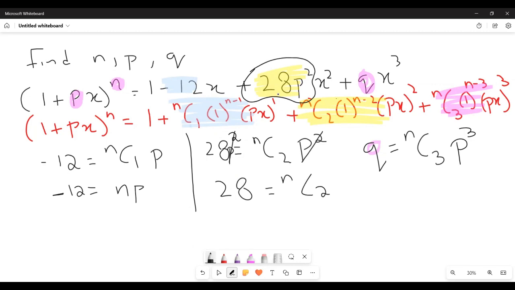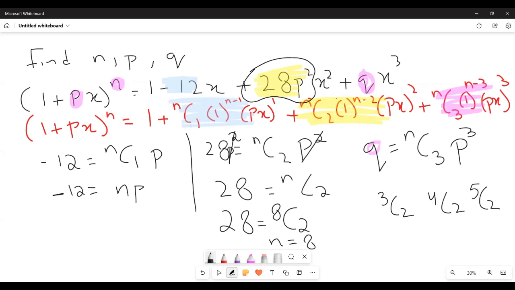Try 2C2, 2C2 is definitely going to be 1. We discussed before that nCn is 1. Now try 3C2 in your calculator, then 4C2, then 5C2, and so on, and tell me which nC2 gives you 28. Is it 3C2? No, that's 3, a pretty small value. Then 4C2 is 6, no. 5C2 is 10, no. 6C2, 7C2, 8C2, okay. So 28 is 8C2. So that means n is 8. So we did this by hit and trial. Okay, so n came out to be 8.